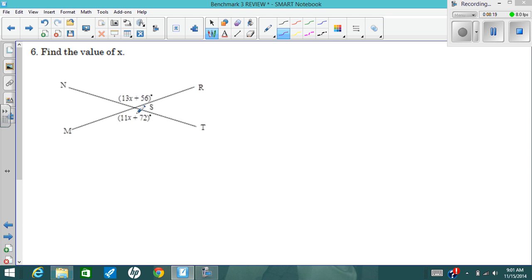These are plus signs. So if you've checked your answers against mine in class and you got the wrong answer, just check that you use these as plus signs. The copy got a little bit faded. So 13x plus 56 is equal to 11x plus 72 because those 2 angles are congruent.